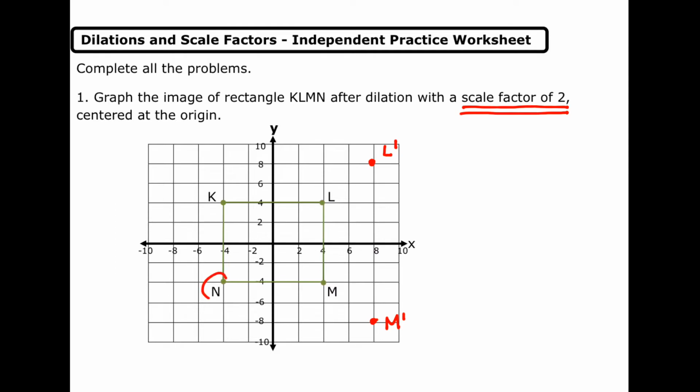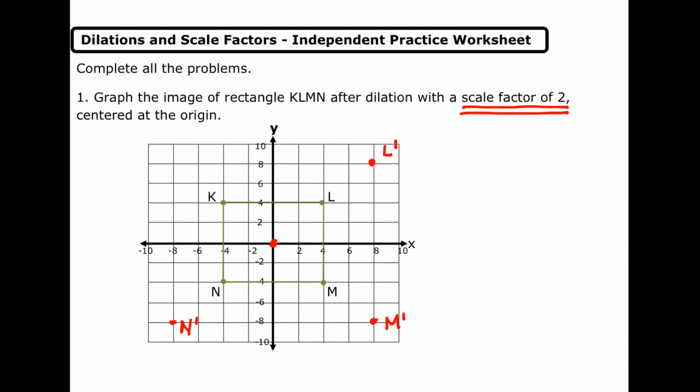All right, so now we're going to work on vertex N, starting from the center of dilation, and in this case it's the origin. This one is 2, 4 units away on the x-axis, and again 2, 4 units away on the y-axis. So I'm going to double that. Instead of 4, I'm going out 8, and instead of down 4, I'm going down 8. So that gives me my dilated vertex N, which is N prime. And now we just have one more to go, so let's clean this up.